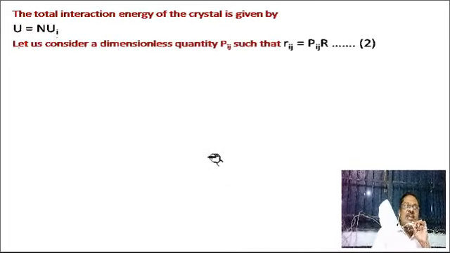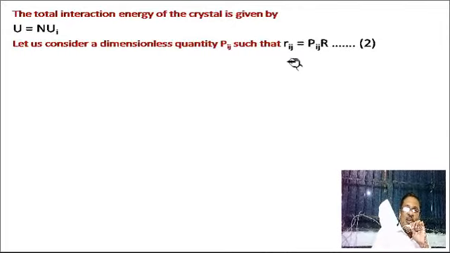Now consider a dimensionless quantity Pij such that Rij equal to Pij into R. Pij is a dimensionless quantity. It is given by the relation Rij equal to Pij into R. Now Rij is the distance between the ions i and j, and this capital R is the nearest neighboring distance in the ionic crystal.